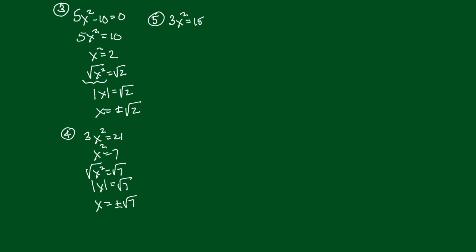In number 5, let's divide by 3. It's almost the same as number 4. Let's divide by 3. I'll get x squared equals 5. Take square root of each side.